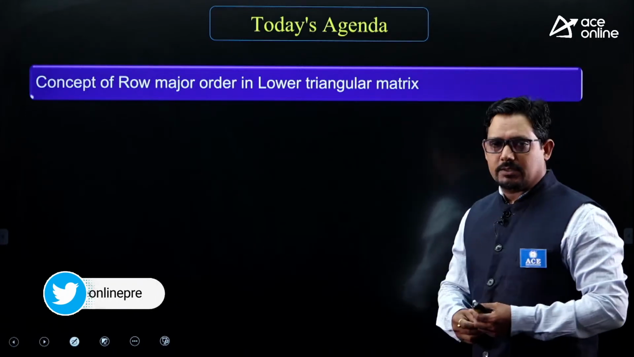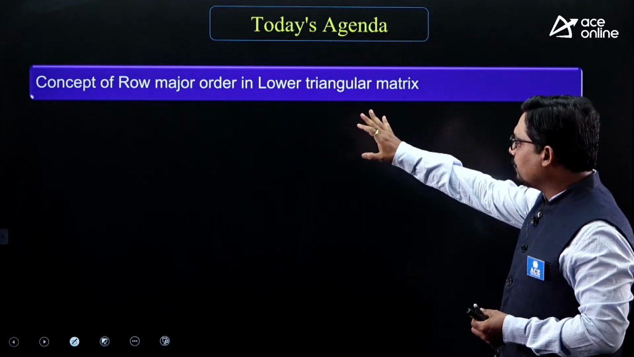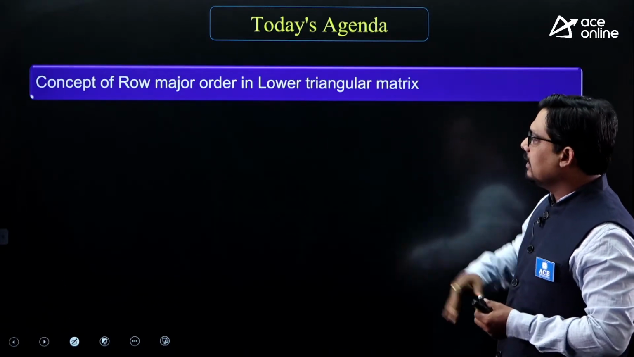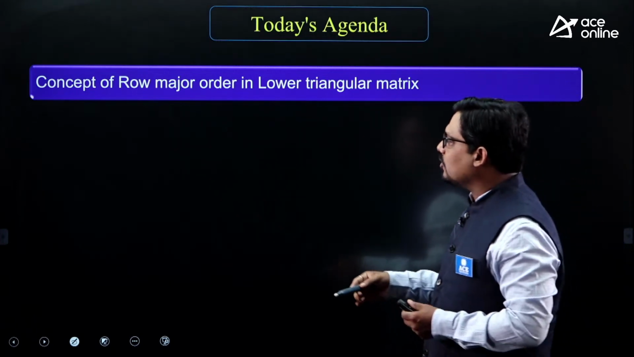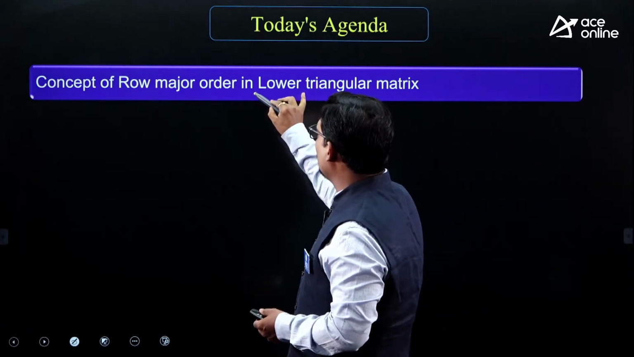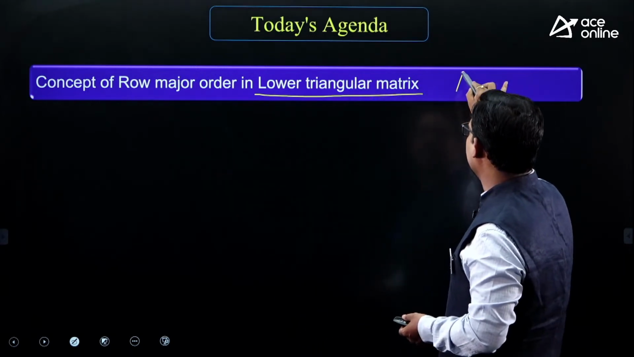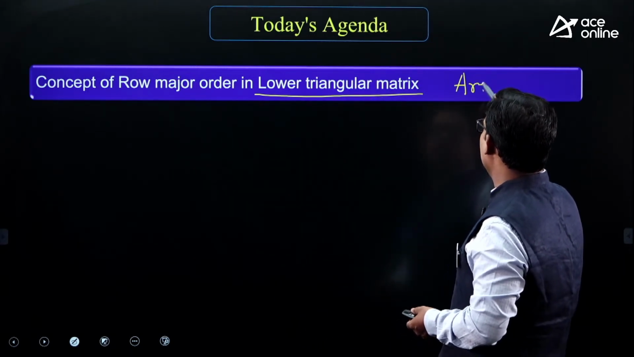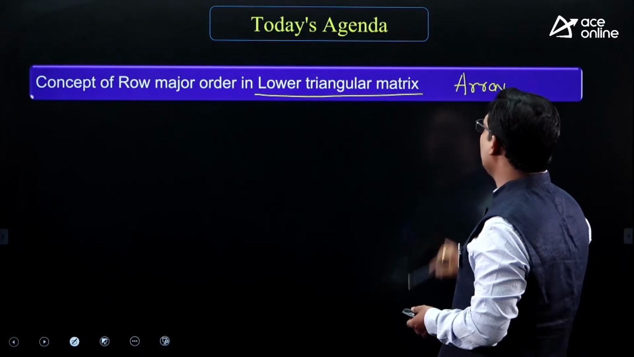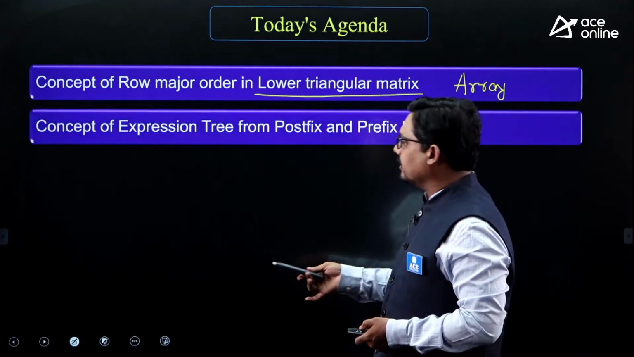I have picked this from the topics in the syllabus, like this particular concept of row major ordering for a lower triangular matrix. I have picked this topic from the array. So here, the row major ordering of a lower triangular matrix.